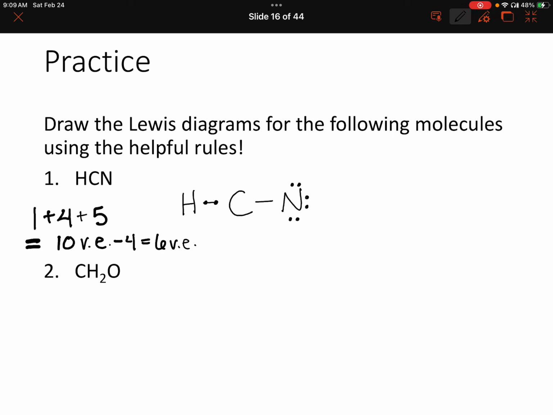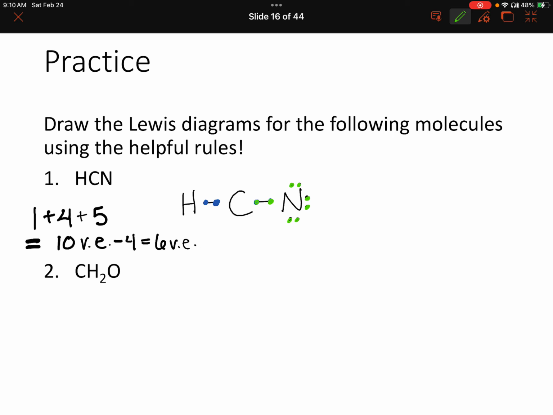Okay, so let's double check. Let's see if each atom is happy. So we already said hydrogen's happy. It has 2 valence electrons. But then carbon and nitrogen need 8. So let's look at carbon. Carbon has, let's see, I'll use blue, has 1, 2, 3, 4 valence electrons. So carbon is not happy. But if we look at nitrogen, nitrogen has 1, 2, 3, 4, 5, 6, 7, 8.